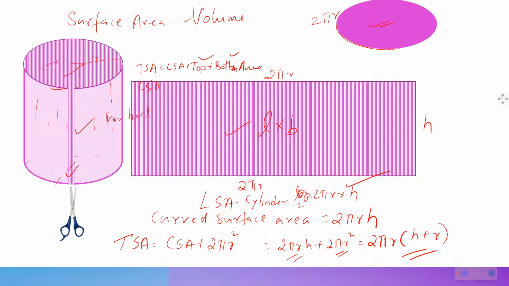Curved surface area can be calculated by 2 pi r h, and total surface area can be calculated by the formula 2 pi r into h plus r, where pi can be 22/7 or 3.14. H will be given, r is the radius of the bottom and top of the cylinder. Understand it well before you go.